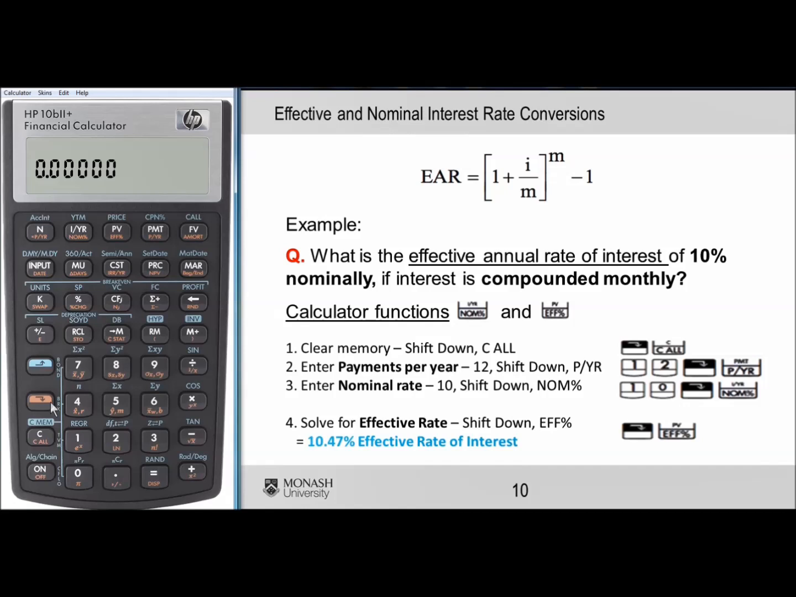So how do we switch that? 12, and you will see the payments per year as an orange secondary function under PMT. So to get that, Shift down and then PMT, and then clear all again to check whether you are in the right mode.